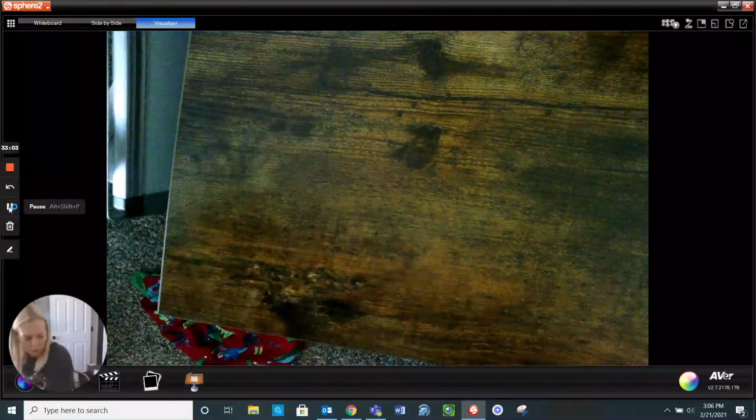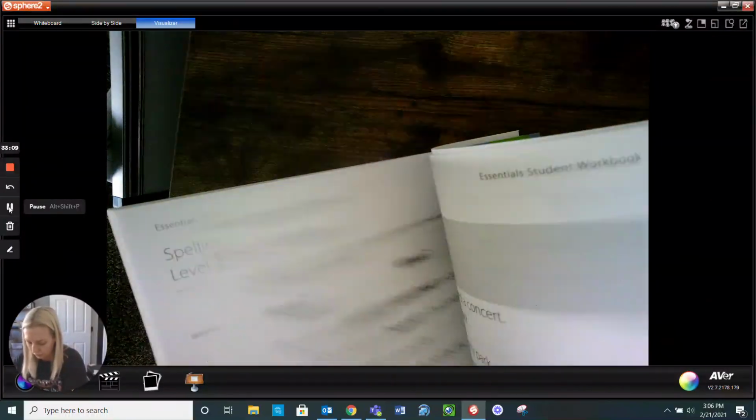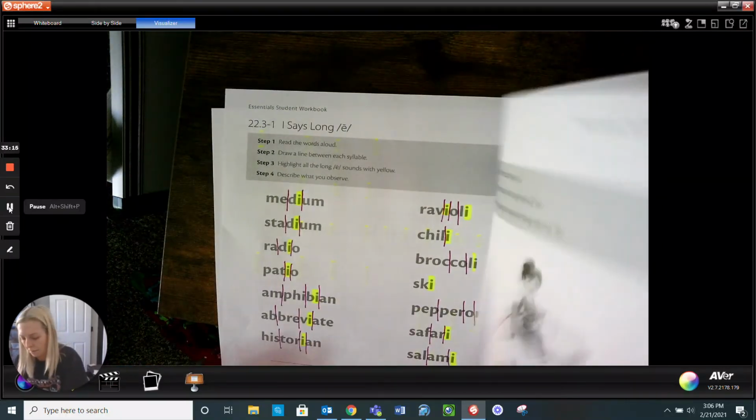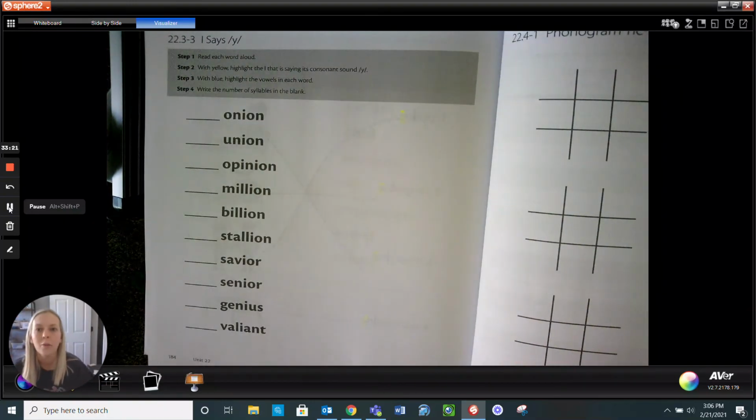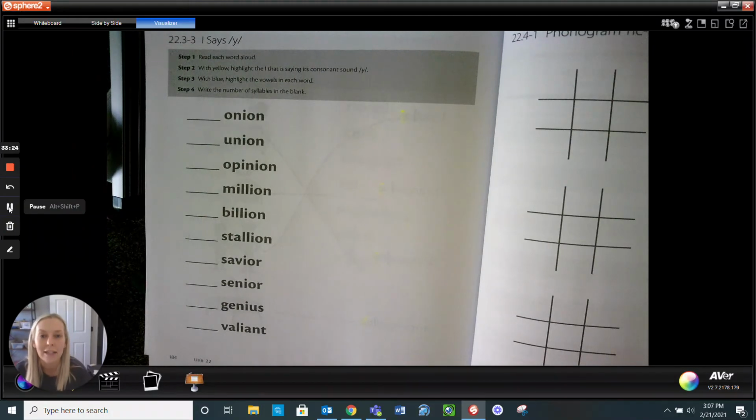All right. Last thing I want to do with you today is in your workbook, turn to page 184. Says I, says Y. Read each word aloud. With yellow, highlight the I that is saying its consonant sound Y. With blue, highlight the vowels in each word. Write the number of syllables in the blank. All right, I'll do the first two with you together, and then I'm going to have you pause the video to complete it on your own.